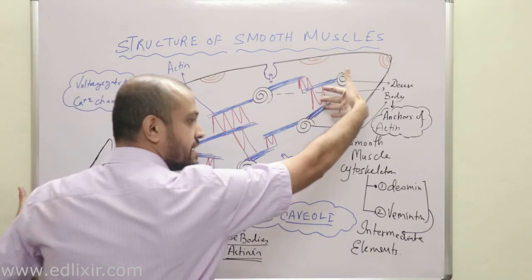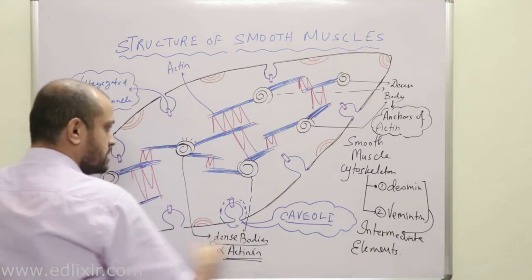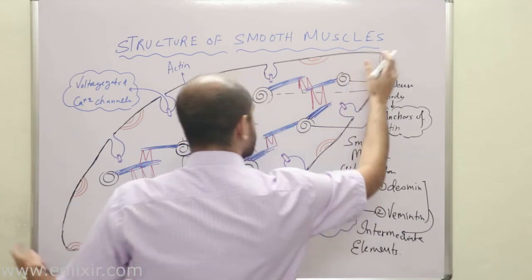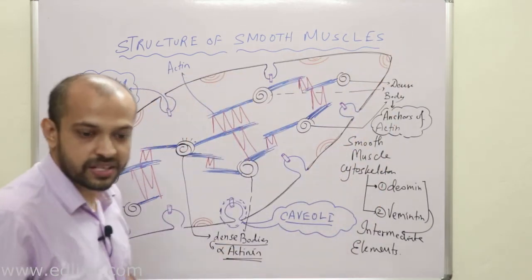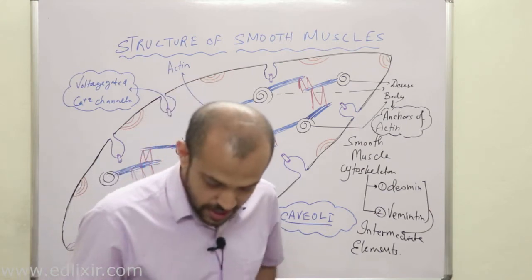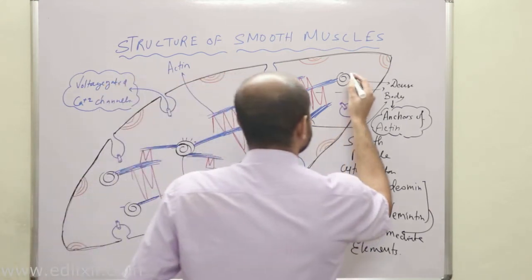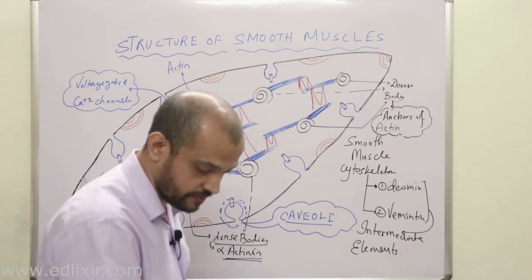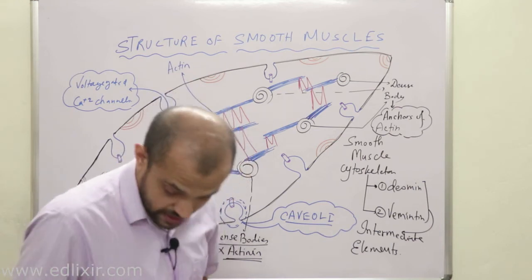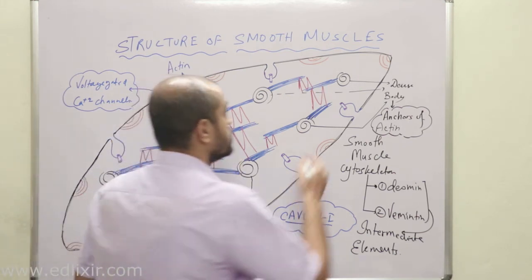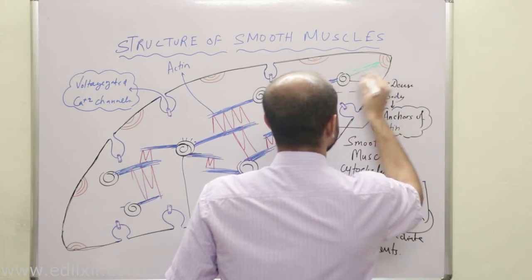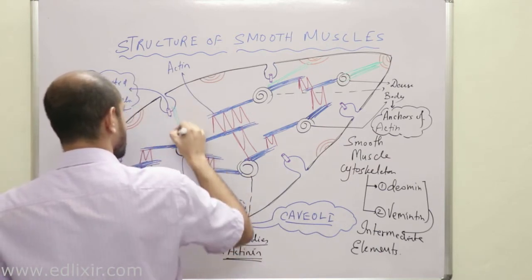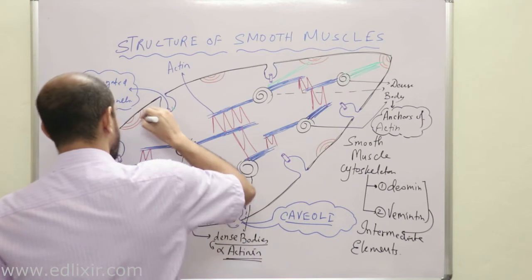Now listen with all your attention. If actin and myosin are interacting and coming together, then the whole muscle will not shorten. Why? Because these dense bodies are not connected to the plasma membrane of the muscle. That means the peripheral dense bodies, the last dense bodies, should be connected with these structures which I have already drawn. Sorry, not with caveolae, with these structures.